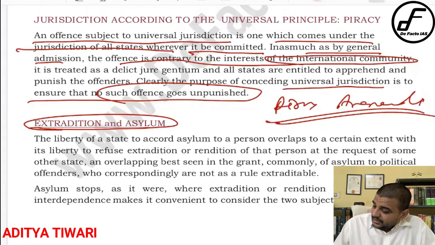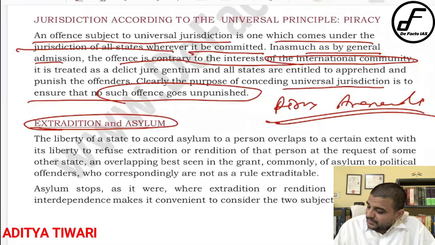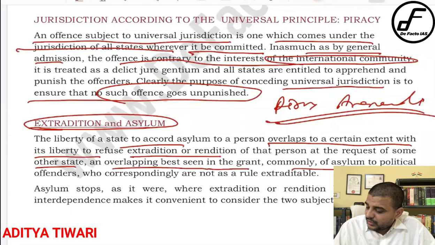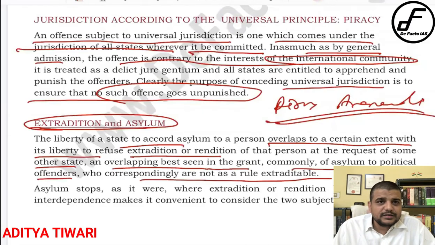Okay. Similarly, see here, the liberty of a state to accord asylum to a person overlaps to a certain extent with the liberty to refuse extradition of that person at the request of some other state, and the overlap is seen in the commonly granted asylum to political offenders, who correspondingly are not, as a rule, extraditable, right? So international law prohibits you from extraditing a person if he or she is a victim of political crime or of religious atrocities, okay? So you cannot extradite that particular person, okay? And asylum stops when extradition begins, right?